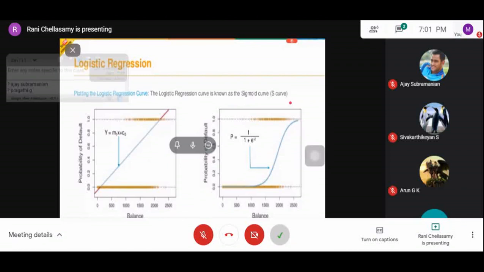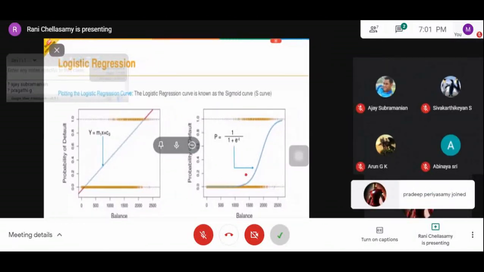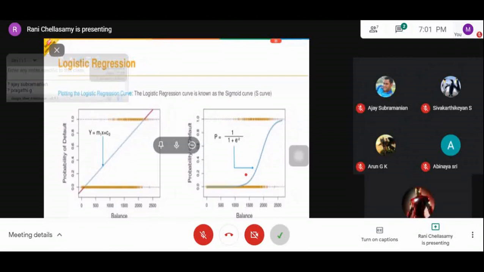So instead of a straight line, the linear equation y equals mx plus c, we would draw a sigmoid curve like this in the second picture. See here in this second picture, the curve is drawn between 0 and 1. The predicted output value y lies in the range of 0 and 1.